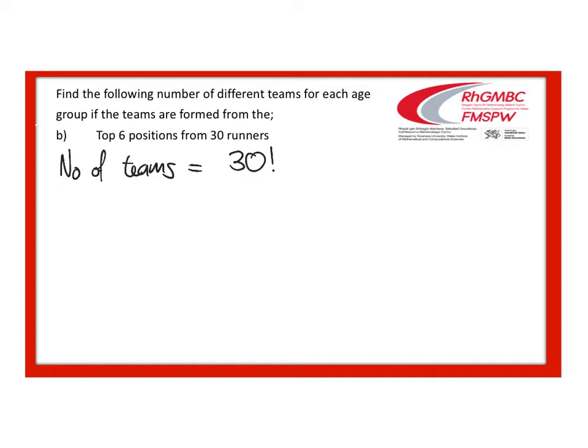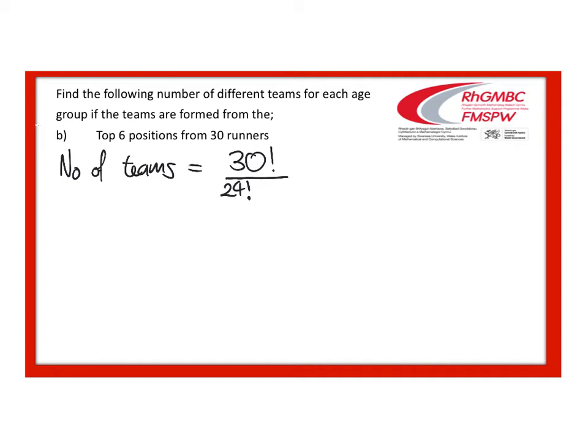Now, I don't actually want to organise or arrange all 30 runners. I'm only interested in the first 6. So what I'm going to do is divide by the number of ways that we can arrange the last 24. So that just tells me how many different rankings we could have in first to 6th. And that's what we worked out in our previous example.